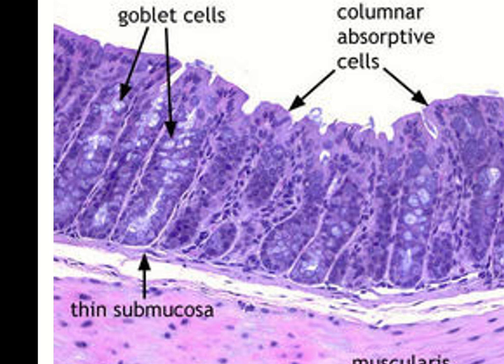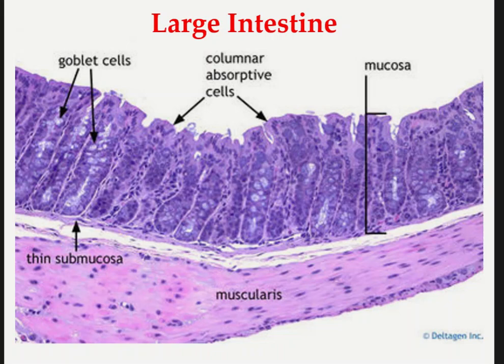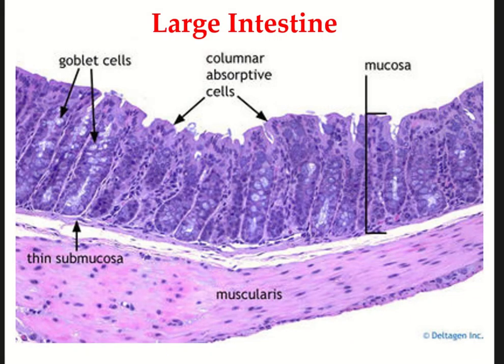Back to this. Our large intestine is very different because you're not going to see villi anymore. You're not going to see villi. You're not going to see plicae circularis. However, what you are going to see is a much higher frequency of goblet cells.